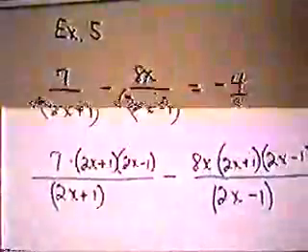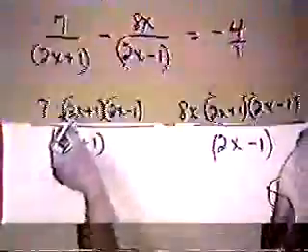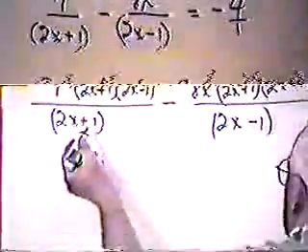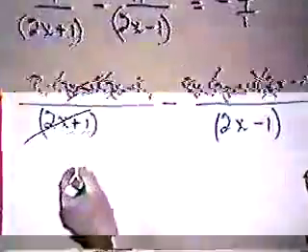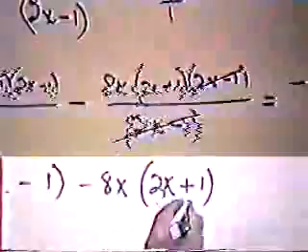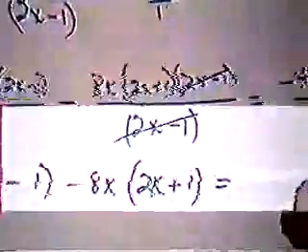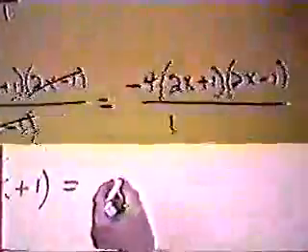So let's look at the next line. We'll have 7 times the common denominator. Well, this parenthesis divides out that parenthesis, so we get 7 times 2x minus 1. This parenthesis divides out that parenthesis, so we get minus 8x times 2x plus 1 equals, nothing divides out, so we have a minus 4 times the common denominator.